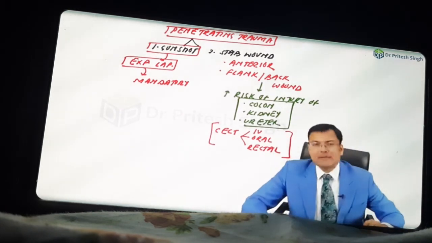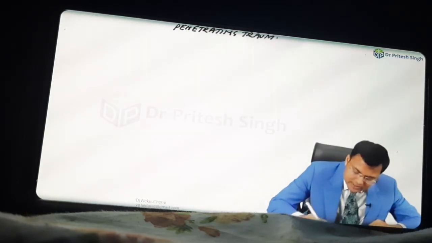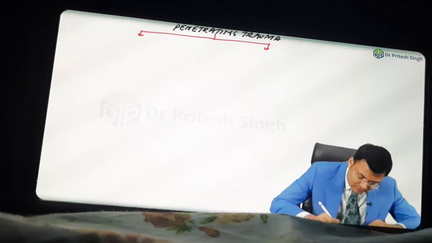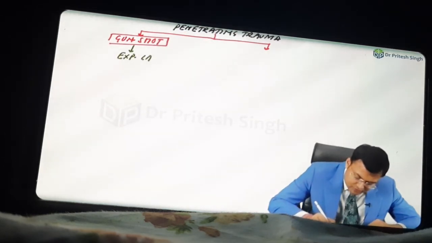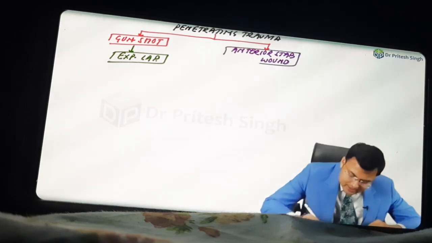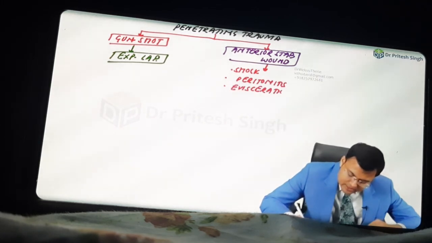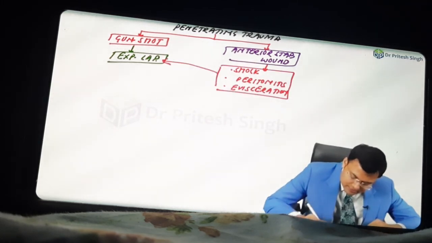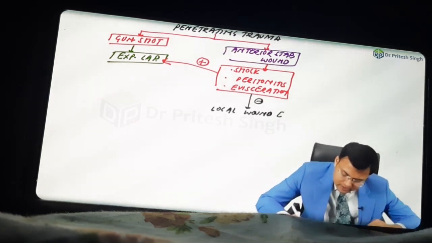Now what is the management protocol of penetrating trauma? Have a look. Now, there are two categories, either gunshot or anterior stab wound. So if there is gunshot wound, I told you what is mandatory, exploratory laparotomy. There is anterior stab wound. In this particular category, if the patient is having shock, peritonitis, or evisceration, in all these cases, we have to go for exploratory laparotomy. If these are absent, then we have to go for local wound exploration.